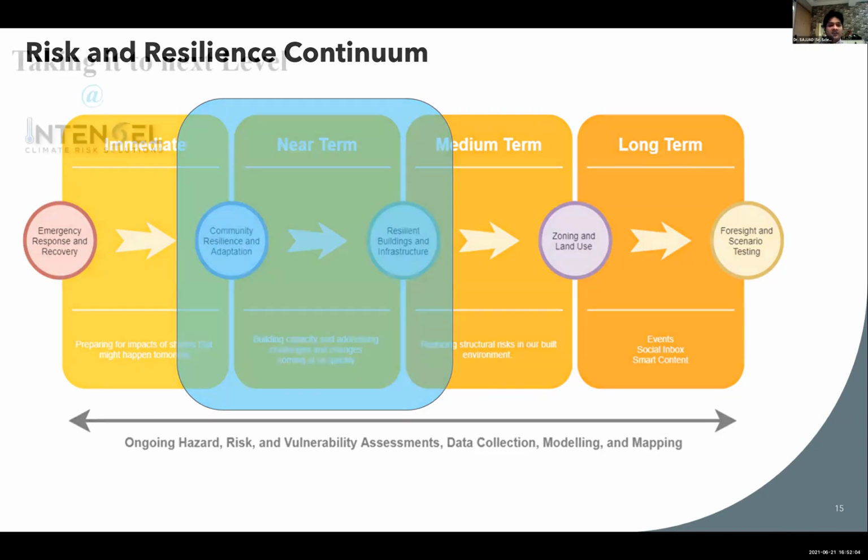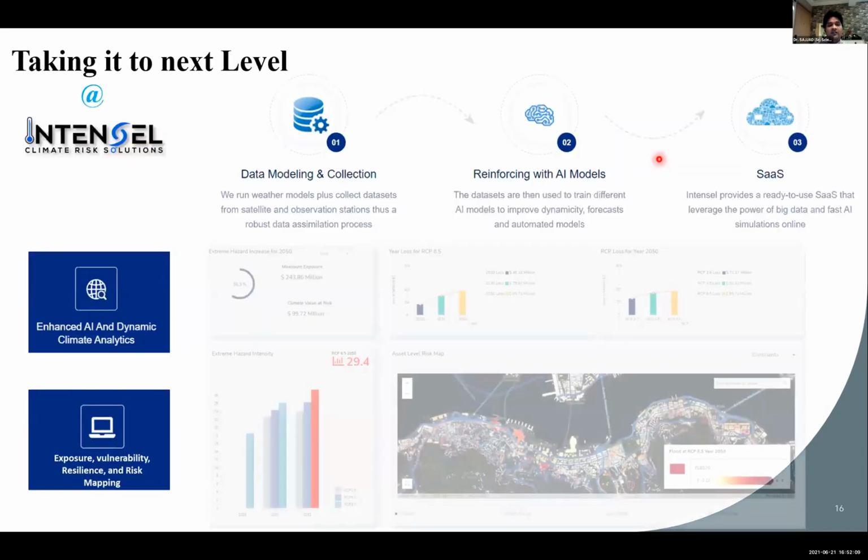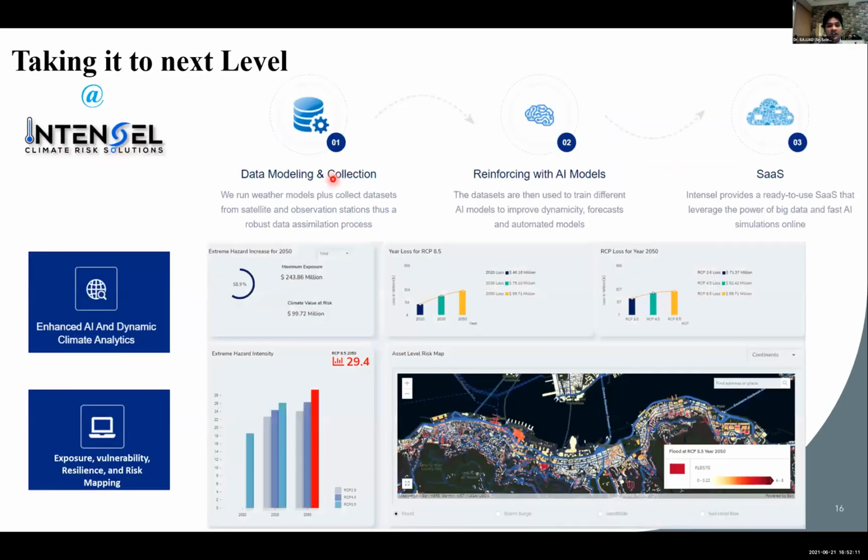So to do that, at Intensive Climate Risk Solution Provider, we are working on data modeling and calculation, and we are running the weather models and also getting the satellite observations from different sources and combining it using AI models and machine learning algorithms.